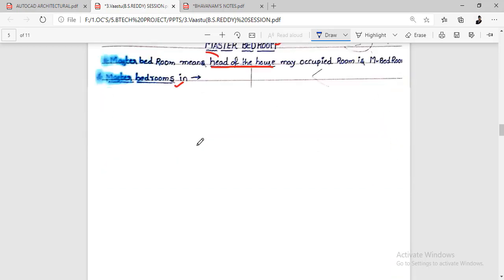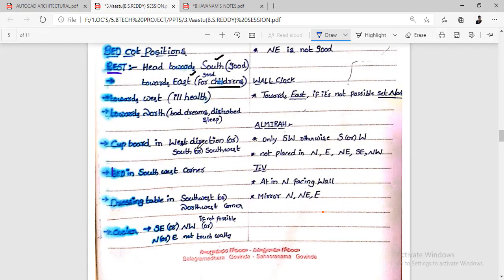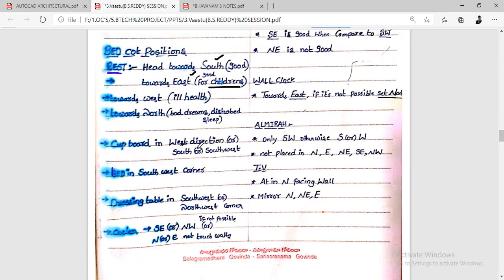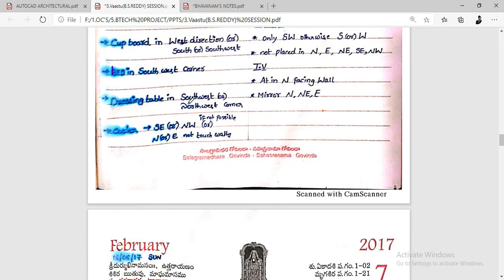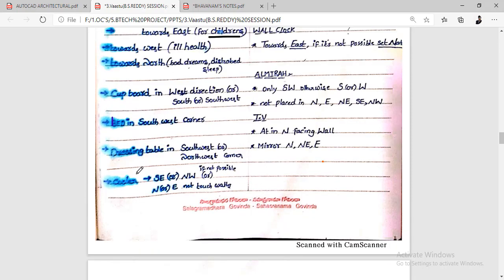Okay, we have two or three options, so we need to think which one is the best for that situation. And coming to here, the bed will be in the southwest corner, and the dressing table in the southwest or northwest corner. And the cooler, if you are providing one, will be southeast or northwest. Even north and east you can place it, but that cooler should never touch the walls. Okay, these are the things if possible.